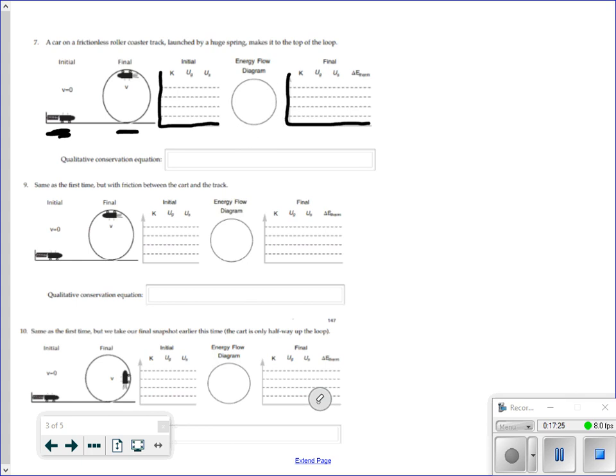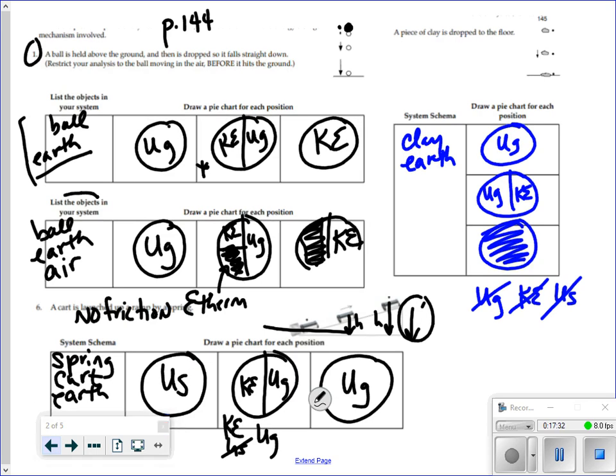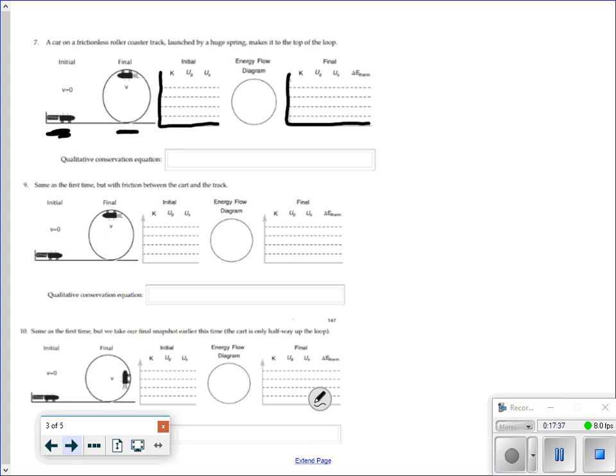I'm going to give myself a little bit of room there to work. What you did at the beginning for pie graphs, where you listed the objects in your system, we're going to do the same thing, but we're going to put it in the middle. So for this one, we've got a spring, a car, and the earth, and you notice they tell you that this one is a frictionless track. That means I don't need to worry about friction or energy loss that way. Since I'm not going to worry about it, I'm not going to put the track in as part of the system. It's not worth it to me.